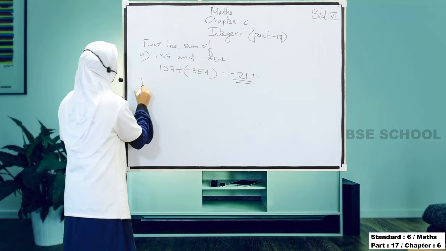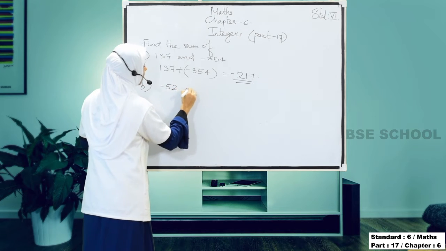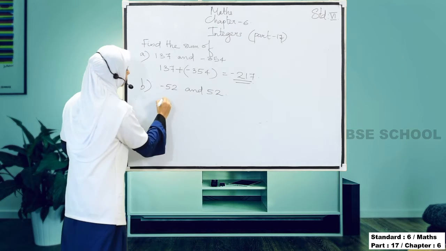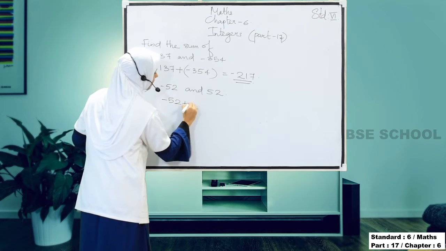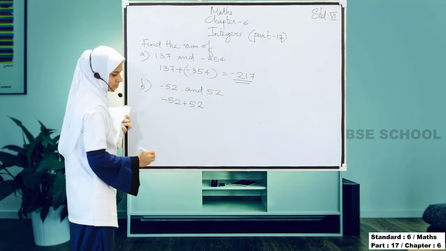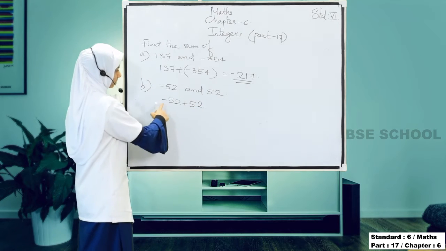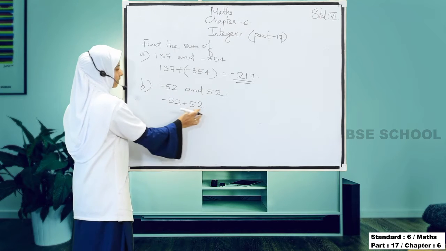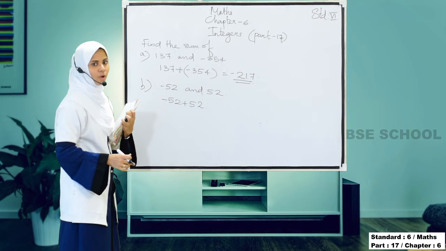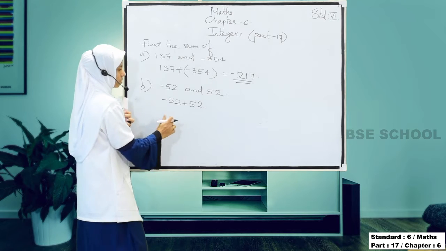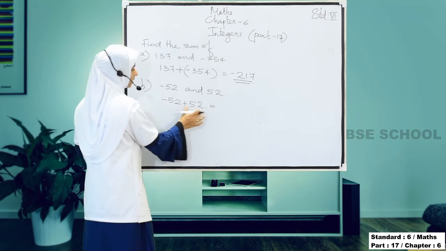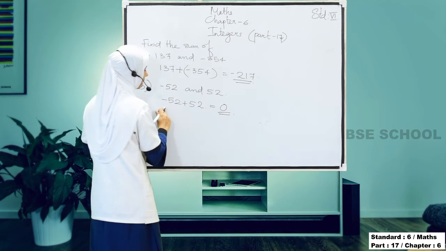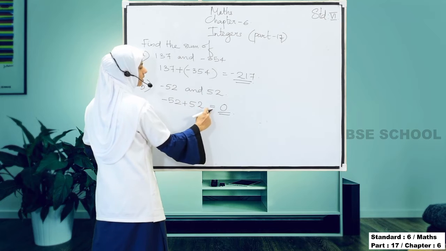Then the next question, minus 52 and 52. We have to add minus 52 and 52. So minus 52 and 52. Look at this question. Here 52 is the additive inverse of minus 52. So when we add additive inverses of each other, we get the sum 0. So minus 52 plus 52 is equal to 0.